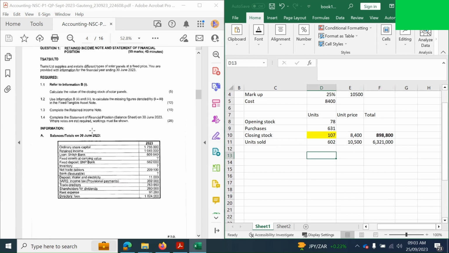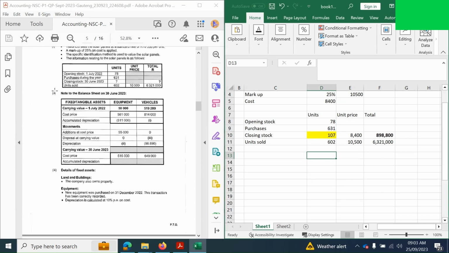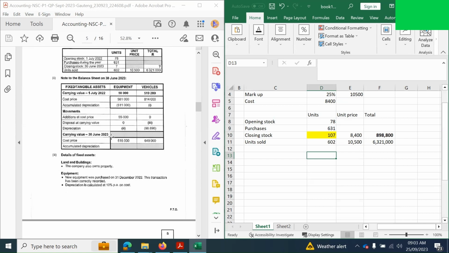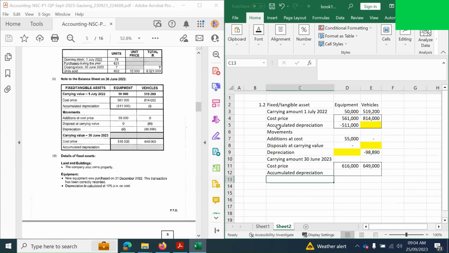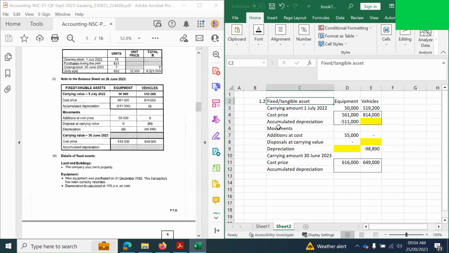Now let's move on to 1.2. So use information in B2 and 3 to calculate the missing figures denoted by 1 to 3 in the fixed/tangible asset note. Okay, and this is for 12 marks. Right, so use information in B, so that's B up there, and 2 and 3. Okay, and we're going to use that information to calculate 1, 2, and 3 in this fixed/tangible asset note. All right, so they've already given us the note here. So some information has been given and some information we're going to have to work out. Okay, so let's continue reading on.